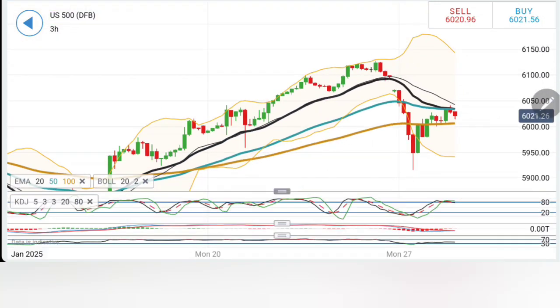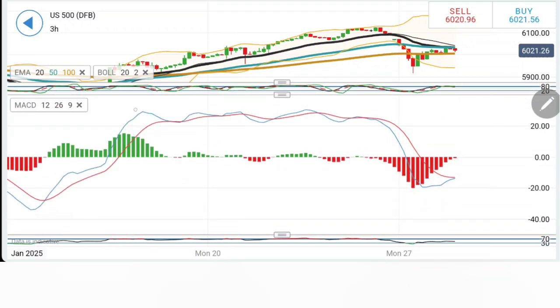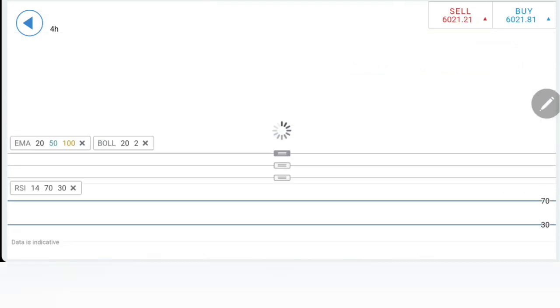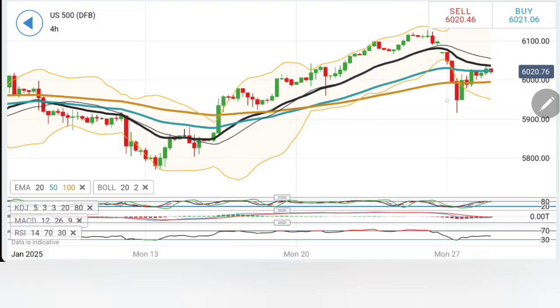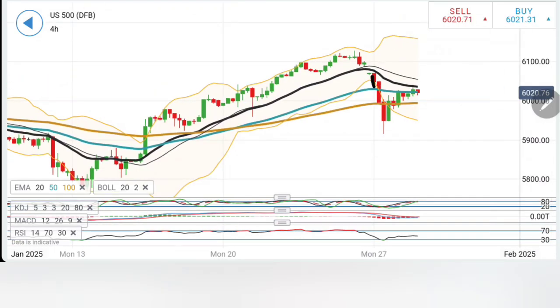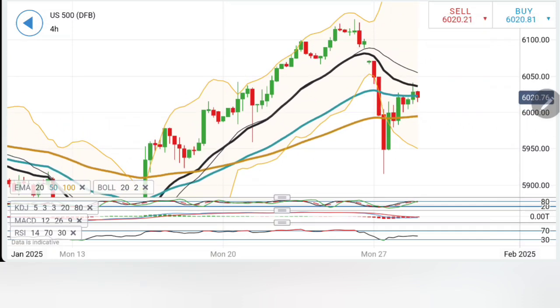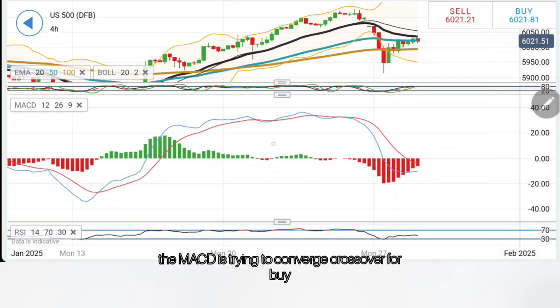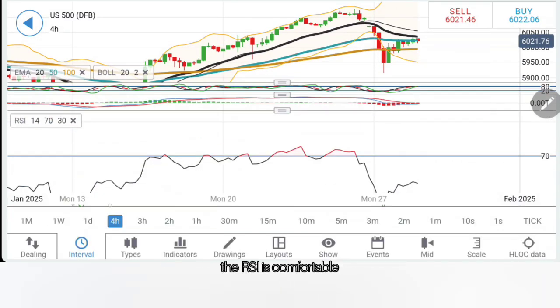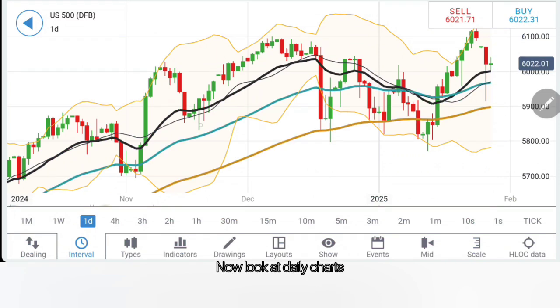Possibility is high. Stochastic is near the top, the MACD is trying to converge for a crossover for a buy. It has not yet crossed over. RSI is running flat. On the 4-hour charts, similar observation here: drop, retracement, and just let it break beyond the 20 period moving average. Let it break beyond 6040, 6050. That should be a good indication of further bullishness here. The stochastic is rising, the MACD is trying to converge for a crossover for a buy. The RSI is comfortable. Coming to now look at daily charts.